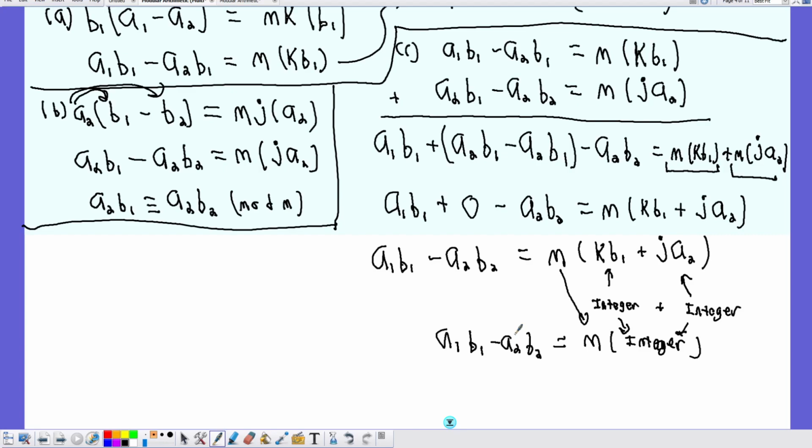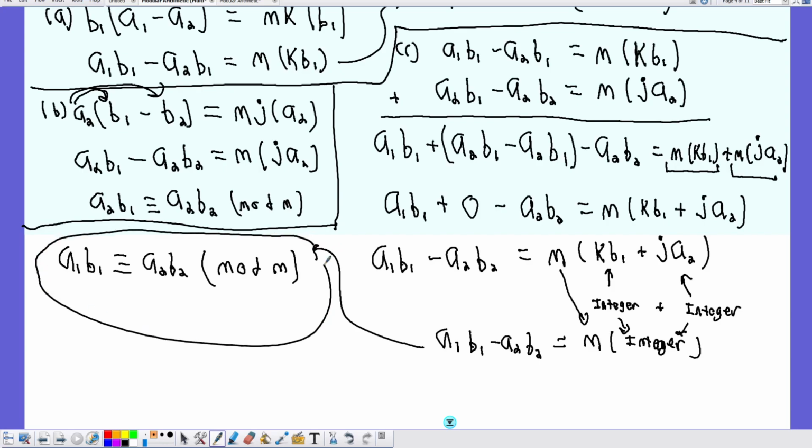And if it's a multiple of M, that means by the definition of modular congruence, we have that the difference of these is a multiple of M. So A1 B1 is congruent to A2 B2 under mod M. Thus proving our modular multiplication theorem.